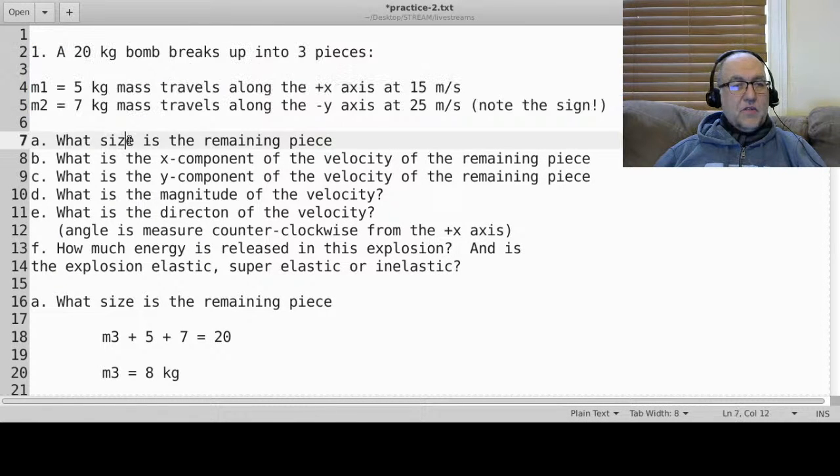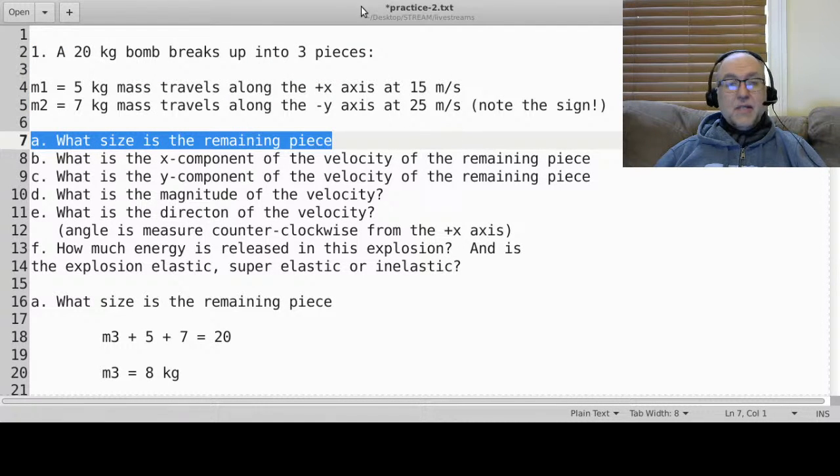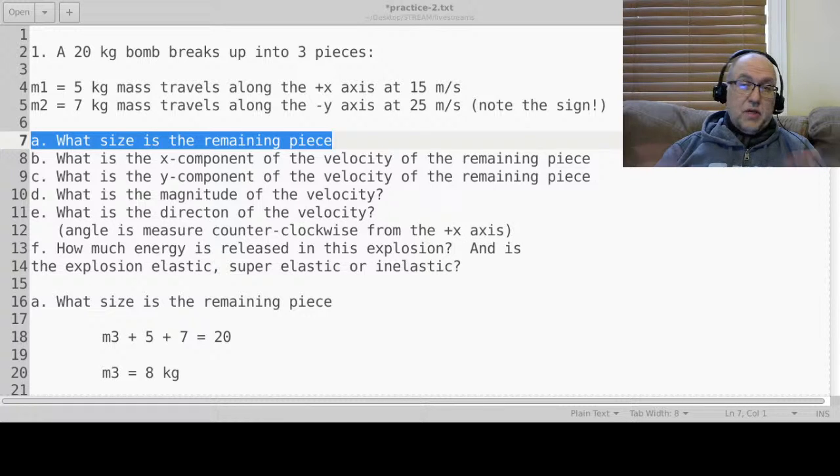Okay, so the first question is, what's the size of the remaining piece? That's actually not even conservation of momentum. That's just conservation of mass, okay? It's not a trivial problem, but I just put it in there to show you that there are conservation laws all over the place. Energy and momentum are the two big ones in this course, but there's one that you probably know from high school days.